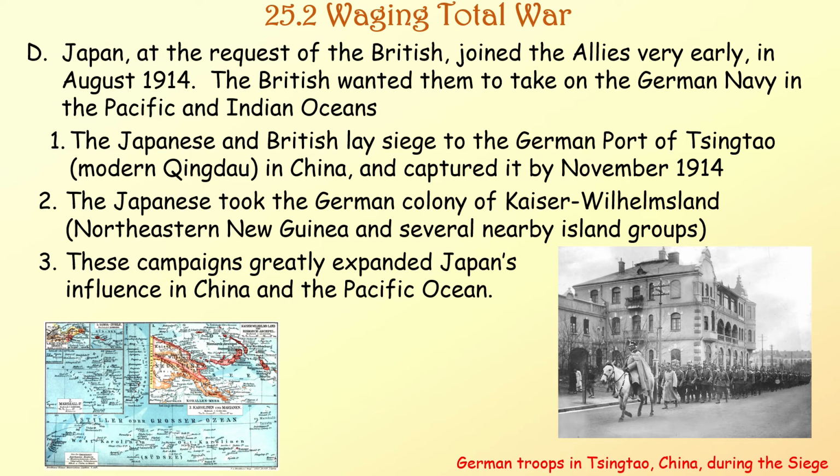Japan, at the request of the British, joined the Allies very early in August 1914. The British wanted them to take on the German Navy in the Pacific and Indian Oceans. The Japanese and the British laid siege to the German port of Tsingtao, modern Qingdao, in China, and captured it by November 1914. The Japanese took the German colony of Kaiser Wilhelmsland, that's northeastern New Guinea, and several nearby island groups. And these campaigns greatly expanded Japan's influence in China and the Pacific Ocean.